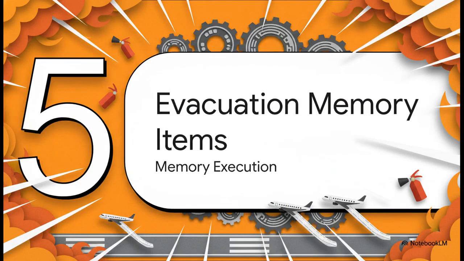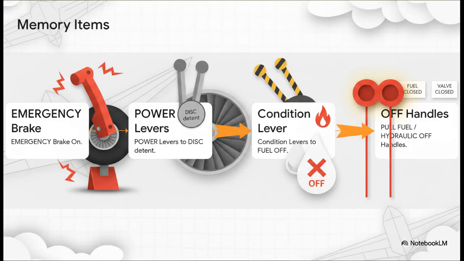Section 5. Evacuation Memory Items. Okay, things are moving fast now. These 4 sequence-dependent actions must happen swiftly from memory. First, emergency brake on. The aircraft absolutely cannot move during an evacuation. Second, move both power levers to the disk detent. Third, move both condition levers to fuel off. And finally, pull both the fuel and hydraulic off handles.